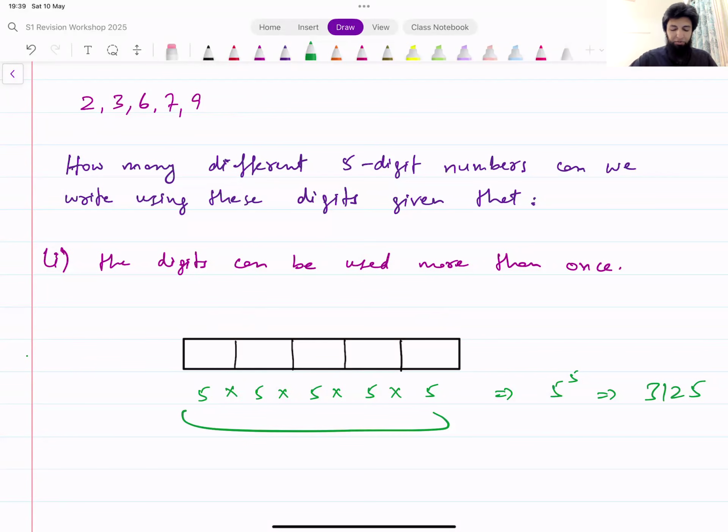Using the basic counting principle, then we can say, if there are 5 ways of filling the first box, 5 of filling the second box, 5 of filling the third box, and so on, the total number of ways is going to be their product. 5 into 5 into 5 into 5 into 5. That turns out to be 5 raised to power 5, which is 3125.